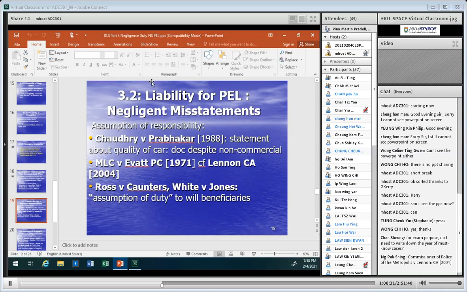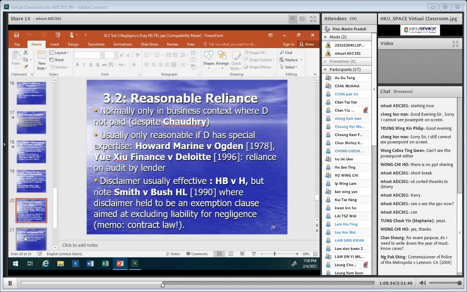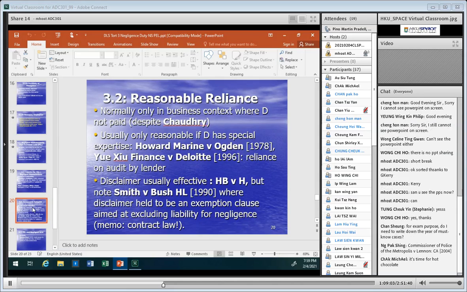Okay, now moving on. Now, reasonable reliance. Some cases here we're going to look at. Normally it's only in a business context that there'll be reasonable reliance on the statement made, because the person making the statement is indeed a professional, so you can rely on them to be reasonable reliance. But of course, we've just noted Chowdhury. It's still possible for there to be reasonable reliance on a statement made by somebody who's not a professional of some sort.